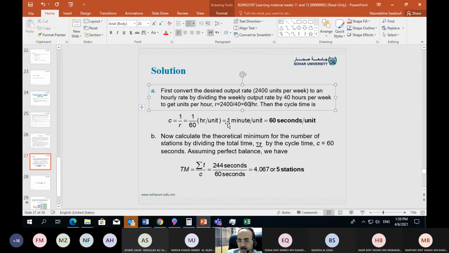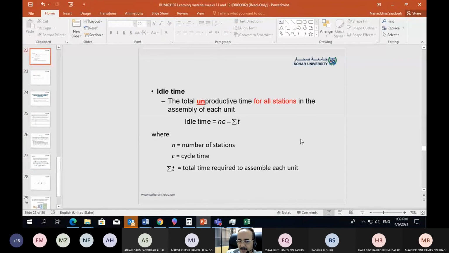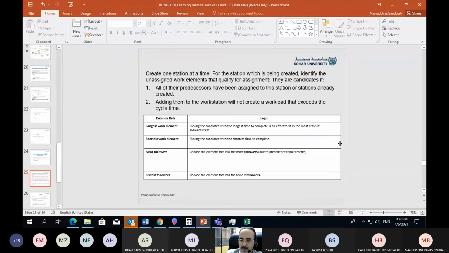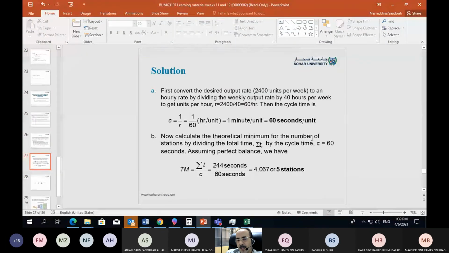How do I know that? Because 1 hour has 60 minutes. I can change this into 60 minutes, or 3,600 seconds, to get it in seconds. Now, why are we interested in making it in seconds? Because the times are given in seconds. If you go back to the table, you see the times are given in seconds, and we must be consistent when we're using time units. Since this is in seconds, we must have everything in seconds.